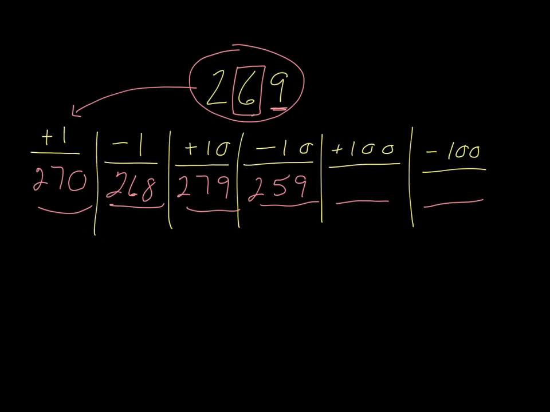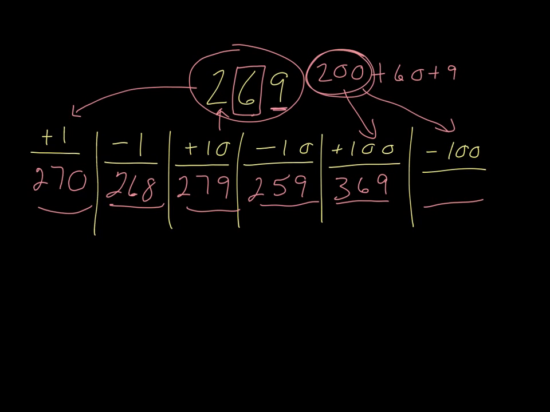And looking at the hundreds now, we're looking at the digit 2 here, which is the same thing as saying 200. So the number is actually 200 plus 60 plus 9. So we're now looking at the hundreds here. If we add another set of 100 to 200, that means that we have 369. And so obviously if we have 2 sets of 100, if we take one of those sets away, that means we're left with 169.